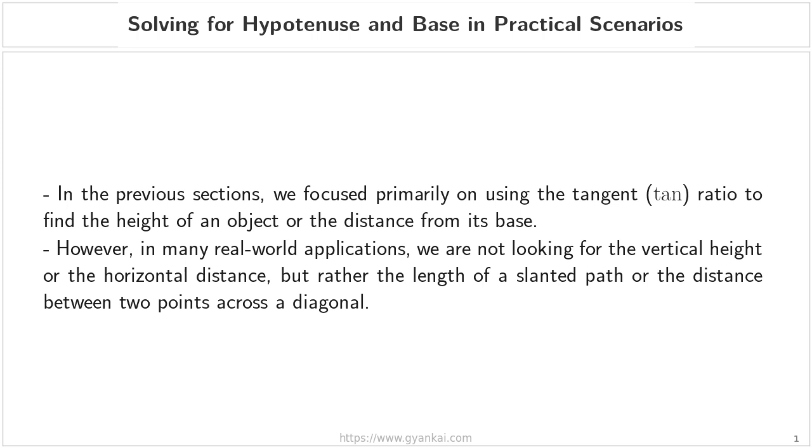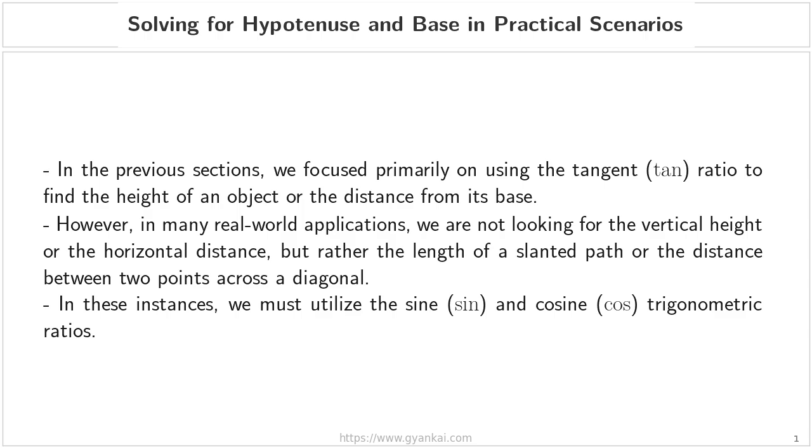However, as we move into more complex, real-world applications, you will find that we aren't always just looking for vertical heights or horizontal distances. Often, we need to find the length of a slanted path, like a ramp, or the direct distance between 2 points across a diagonal, such as the length of a kite string. Because these scenarios involve the longest side of the triangle, we cannot rely on tangent alone. In these specific instances, we must expand our toolkit and learn to utilize the sine and cosine trigonometric ratios to find our answers accurately. Let's look at how to choose between them in the next slide.